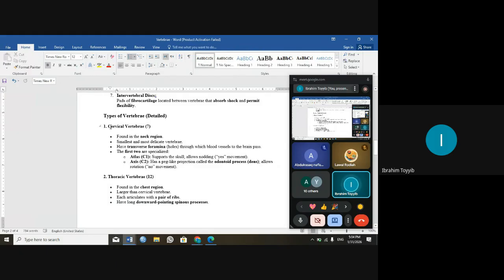So as a whole, the cervical vertebrae, you say that it consists of 7. It's found in the what? Neck region. These are the things that you should take important. It's found in the neck region, and also it has 2 bones, atlas and axis. The axis has a peg-like projection called odontoid process. So it can be asked, which of the vertebrae has odontoid process? So it is cervical vertebrae.